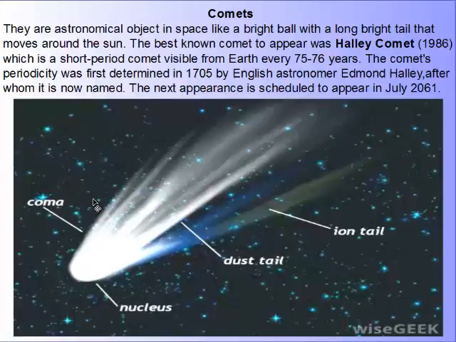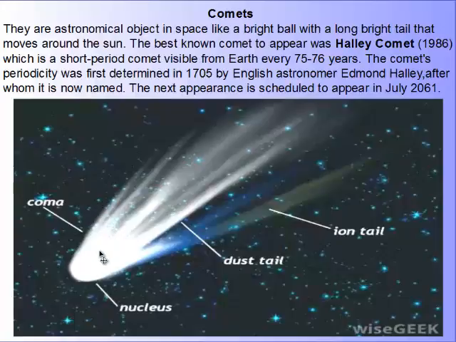The comet's periodicity was first determined in 1705 by English astronomer Edmund Halley, after whom it is now named. The next appearance is scheduled to happen in July 2061. As we said, it appears every 75 to 76 years. And now it has been scheduled that this Halley comet may appear in July 2061.